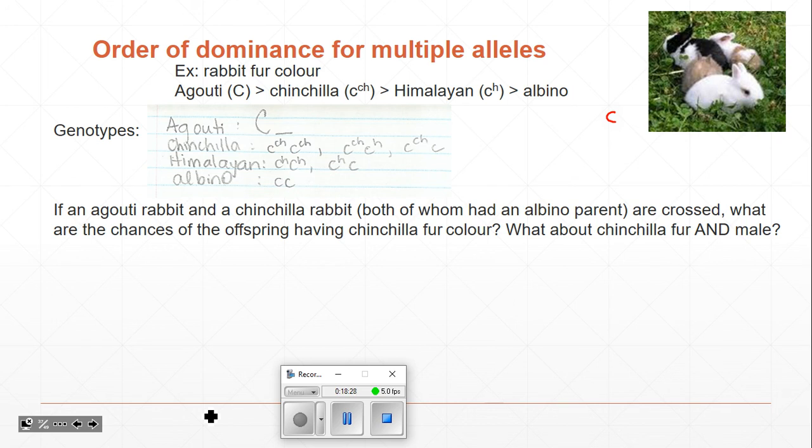I could do the same thing for Himalayan. It couldn't be paired up with agouti or chinchilla because it's less dominant than them, but it's more dominant than albino. So that means that if I had 2 Himalayan alleles or 1 plus an albino allele, I would get a Himalayan pattern. And the only way to get the albino fur pattern would be to have 2 copies of that most recessive allele.